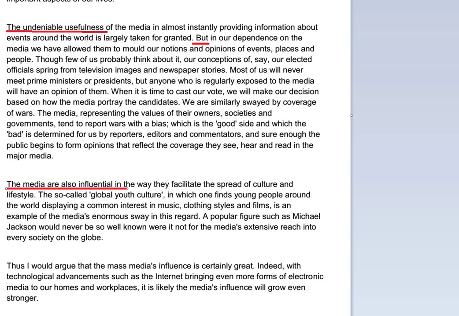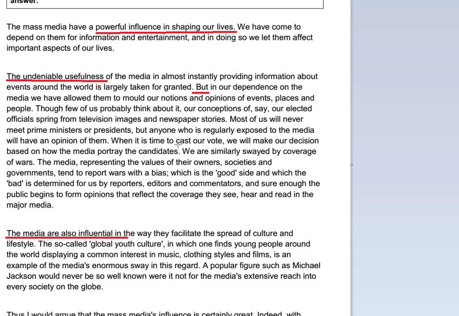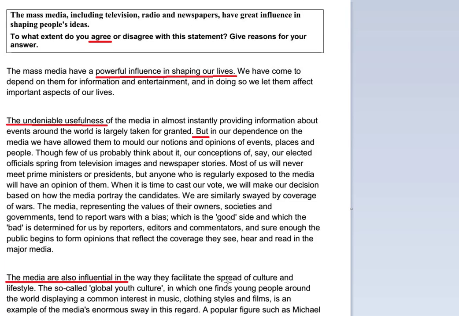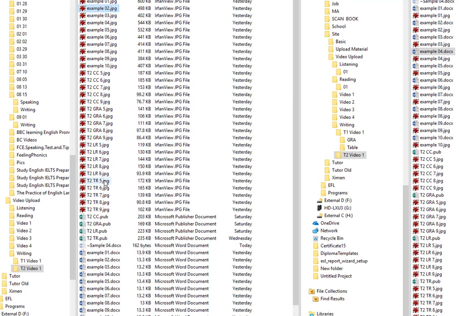I don't know why the opinion only comes out in the last paragraph. Where it comes out, it's explicitly stated. We kind of have to read very carefully to find an opinion. Thus, I would argue that the mass media's influence is certainly great. This should come way ahead of these two paragraphs. It should come in the beginning, so the reader can clearly see what the writer's position is on the issue. So, the position is taken.